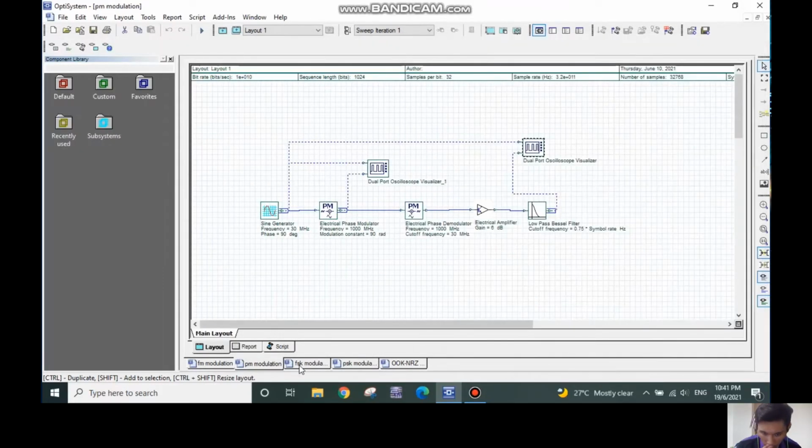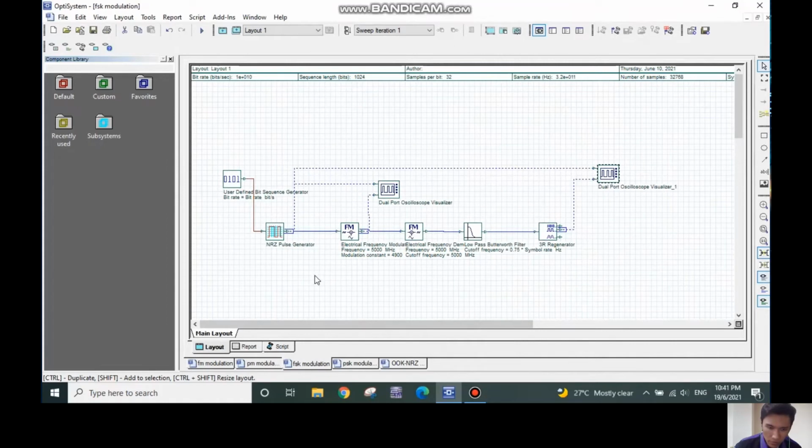Next, I will move to FSK modulation, frequency shift keying modulation. So here I change the input, where I use a user-defined sequence generator and NRZ pulse generator. And here I use the electrical frequency modulator and demodulator with a carrier frequency of 5000 MHz. So to obtain the output, I use the 3R regenerator component.